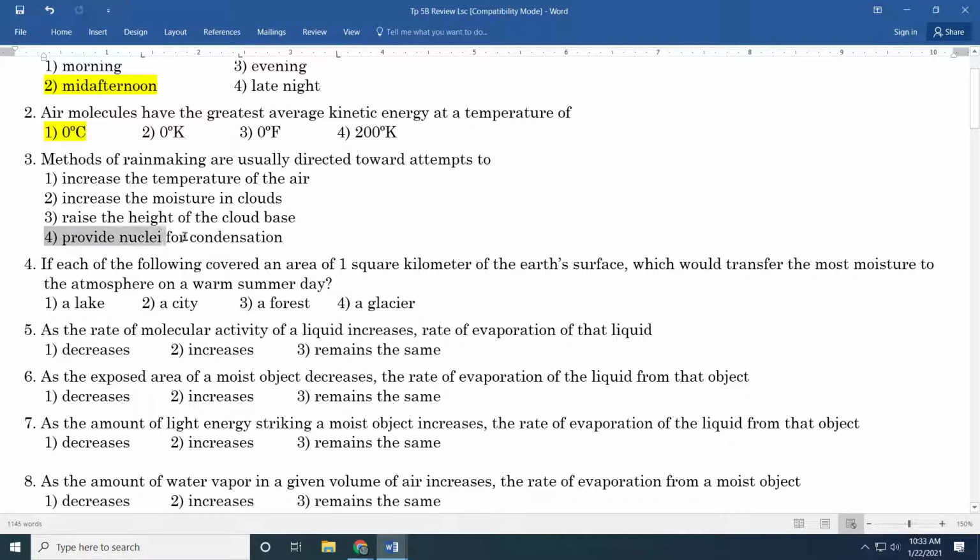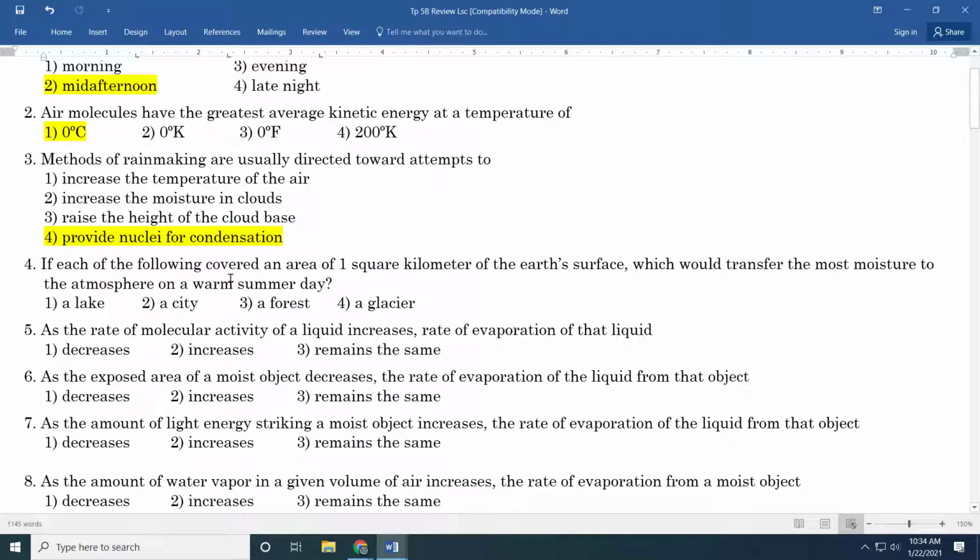Number 4, I like number 4. Provide condensation nuclei. If you sprinkle little bitty material into a cloud that's already pretty wet, maybe, just maybe, that will encourage enough condensation to happen where the droplets will get bigger and rain will fall out. That's what they try for. They use this stuff called silver nitrate at last I knew, unless they've come up with something better.